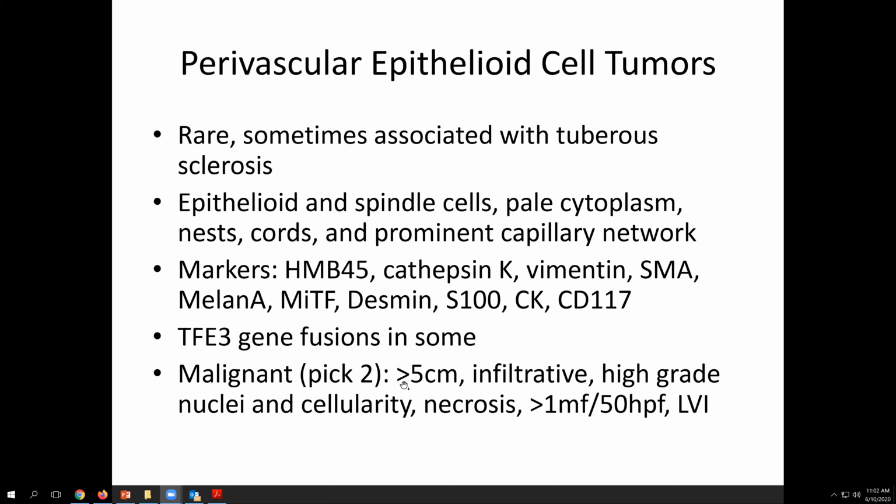So if they have two of the high-risk criteria, size greater than 5 centimeters, infiltrative border, high-grade nuclei, necrosis, or a mitotic rate greater than 1 per 50 high-power fields, or any degree of lymphovascular invasion, you've nailed the diagnosis as a malignant perivascular epithelioid cell tumor. And classifying that is important because certainly those patients need to be followed for recurrences because recurrences can be late in these cases and sometimes difficult to deal with.